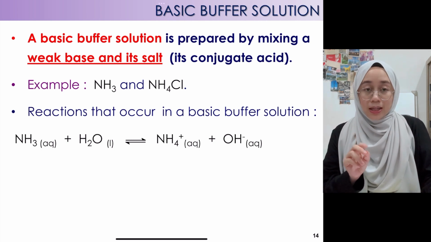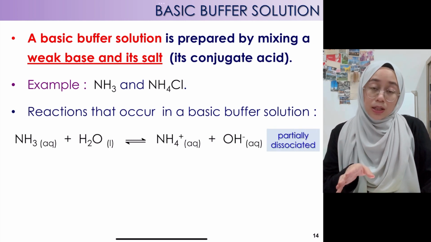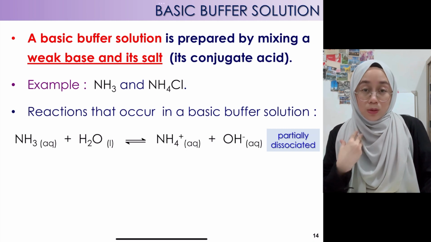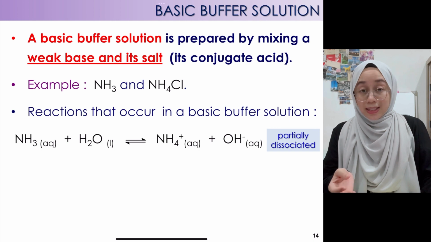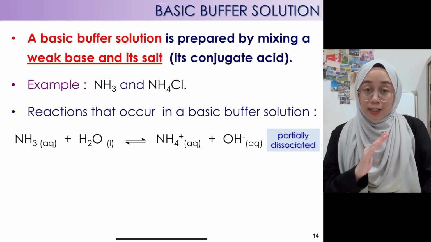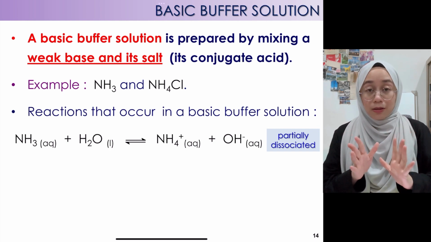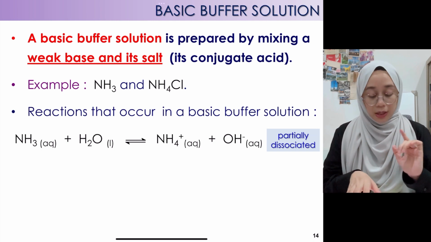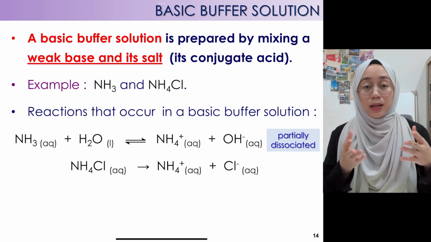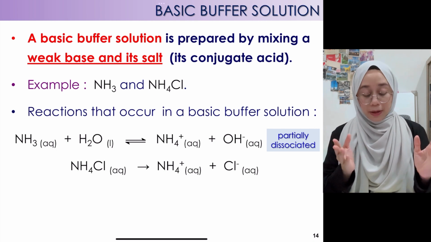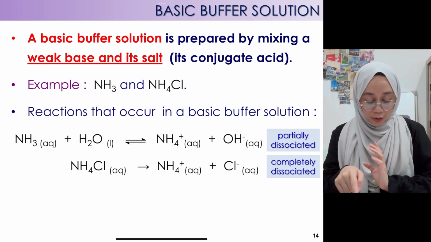But since this is a weak base class, therefore it is partially dissociated, so the possibility untuk dia dissociate menghasilkan the ammonium ion, which is kita punya conjugate acid dekat situ, macam kurang sikit lah. Okay, so most of the time it will retain as ammonia itself. Okay, but what about kita punya salt pula? So we have ammonium chloride kat sini. So ammonium chloride pula is a salt that is completely dissociate. Okay, so kita akan dapat NH4 plus and also Cl minus dekat sini. So we do have untuk salt completely dissociate.